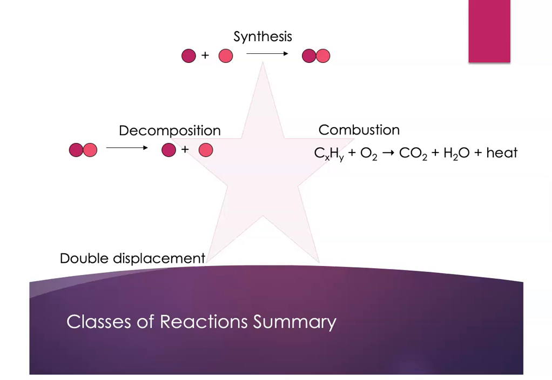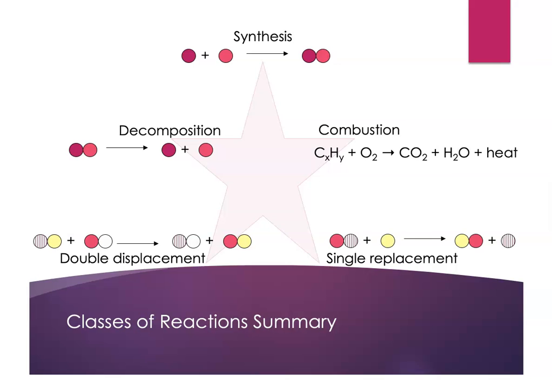We had double displacement reactions or double replacement reactions. We have 2 ionic compounds making 2 ionic compounds. They switch cations. And we also talked about single replacement reactions. We have an element in a compound giving us an element in a compound. It's really helpful and important that you know these patterns and study them and do a lot of practice with them.